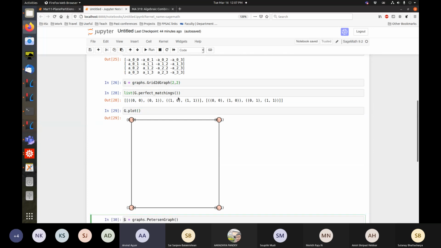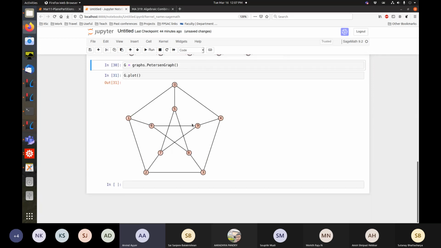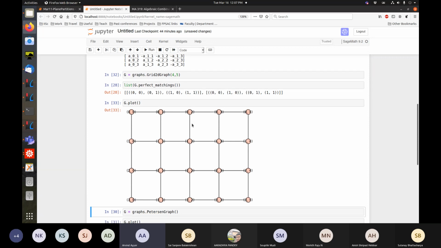I'll come to perfect matchings later, but I can do the grid 2D, which takes two parameters, and so here it is. And if I plot it, I get what you expect. So it's a subgraph of Z2 with so many rows and so many columns. The first parameter is the rows. But you can look, there are many families of graphs already inbuilt there, so there's a lot of playing around.